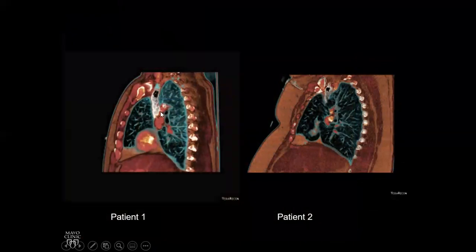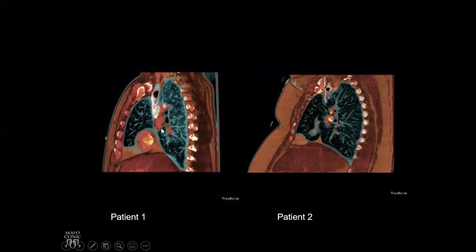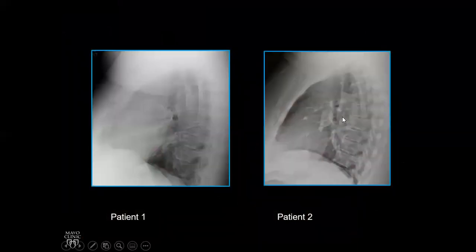So here is the first patient we had, the standard patient we're using for most of our examples. And here is the second patient we just showed. And here we see a nice circular opacity. Here, because of this patient's anatomy and some lymph tissue, we don't see much of a circular opacity, but we see one here.